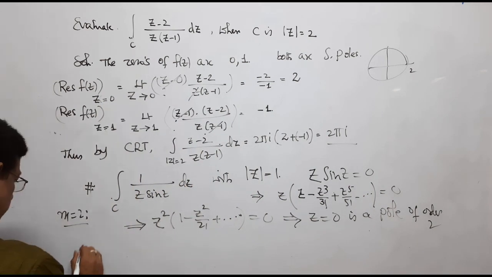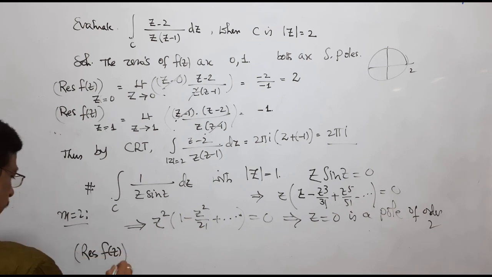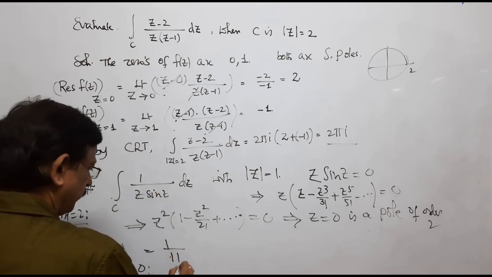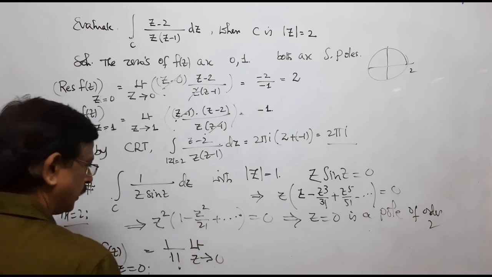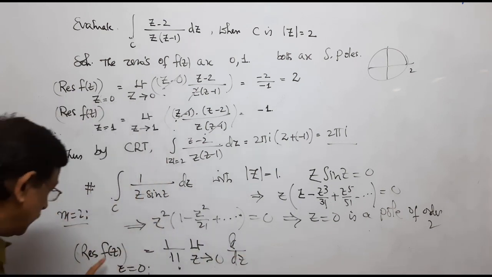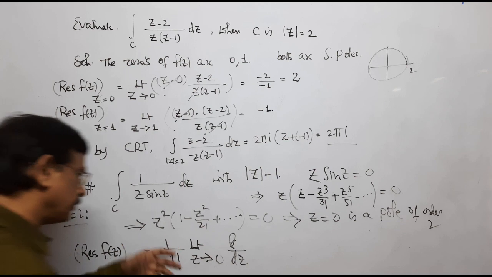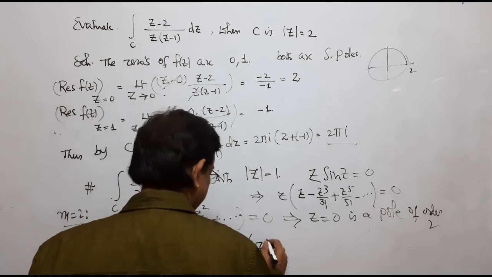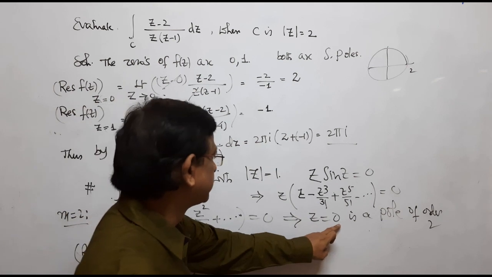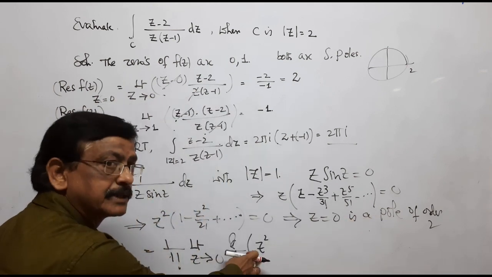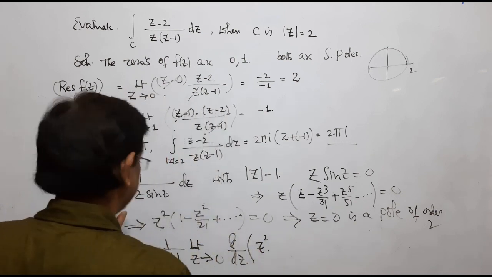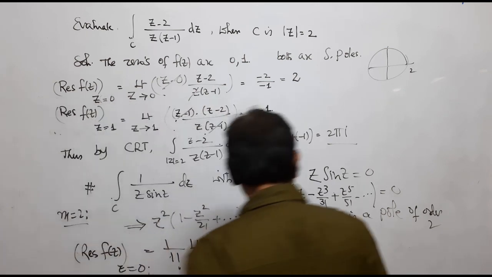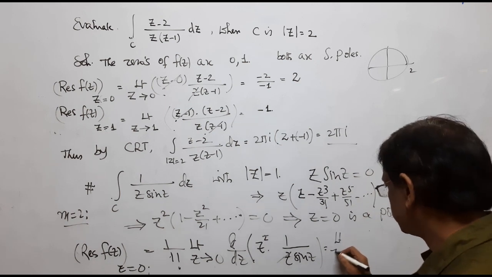So let us calculate the residue of f(z) at z equal to 0, which is equal to 1 by (2 minus 1) factorial, that's 1 factorial, into the limit as z tends to 0 of d by dz, because m equal to 1, of (z minus 0) whole square, which is z square, because it is a pole of order 2, into f(z), which is 1 by z sin z.